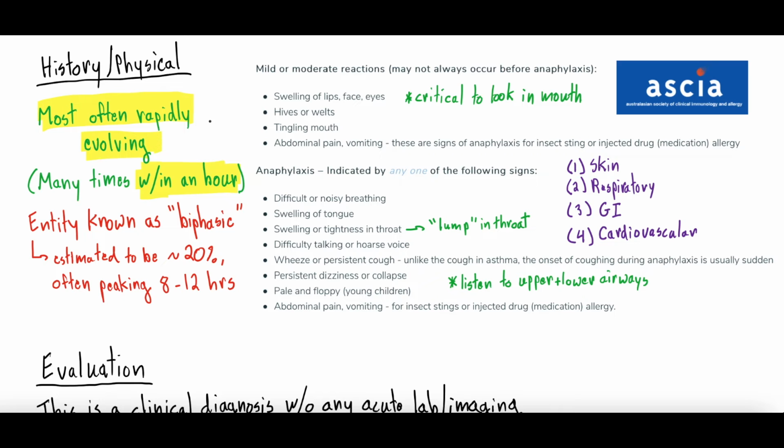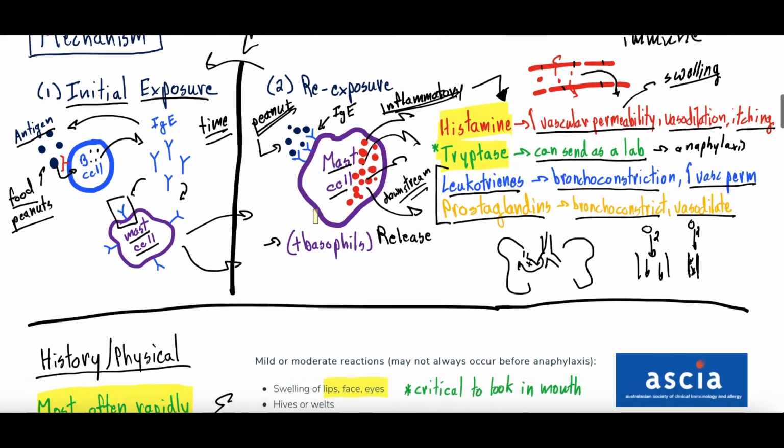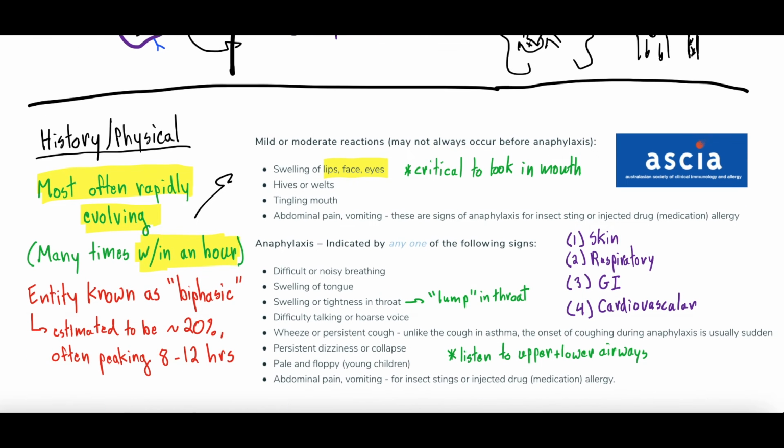But it evolves rapidly, and the things that evolve rapidly are often swelling. You can see swelling of the lips, face, and eyes, right? We talked about up here the vascular permeability, or the leaky blood vessels that cause the soft tissue swelling. You can get hives or welts, often called urticaria in the medical setting. You can get tingling in the mouth, which is a manifestation of some of that itchiness and soft tissue swelling. And then you can also get abdominal pain and vomiting, specifically with insect stings, but really with anything you can get GI symptoms.